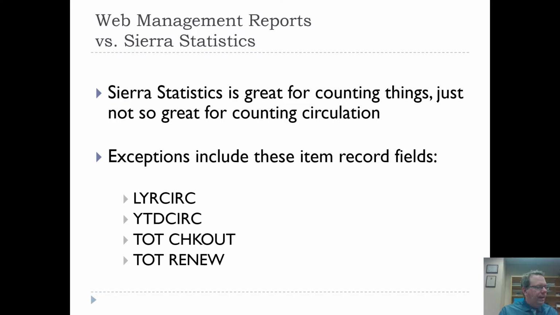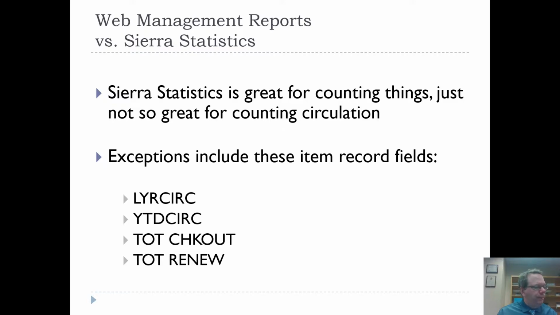Same thing for last year's circ. The number of times the item was checked out during the last year, so 2017, those numbers are pretty accurate. But again, it's only checkouts and not renewals. So it doesn't give you the whole picture of circ with regard to those items, but it does get you in the ballpark.